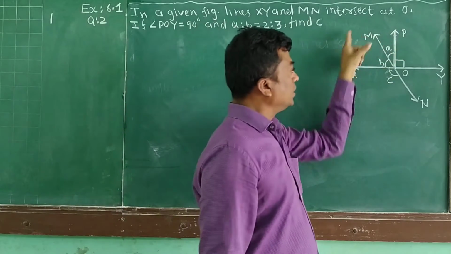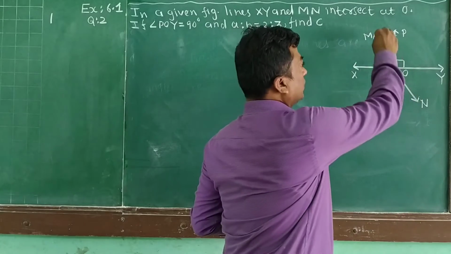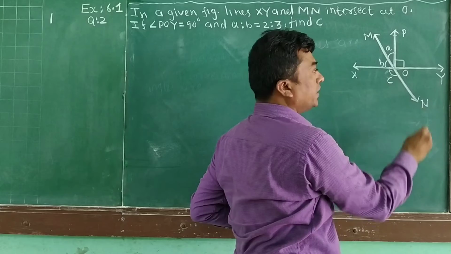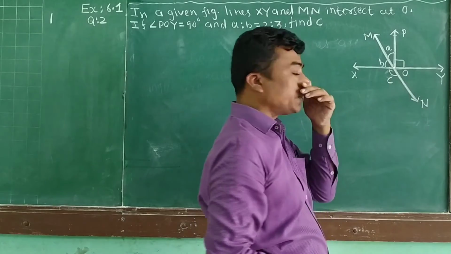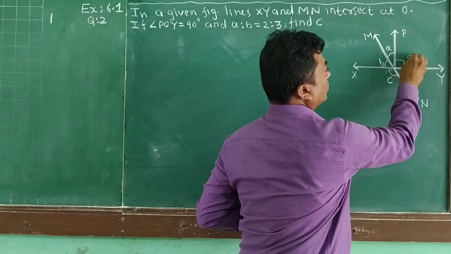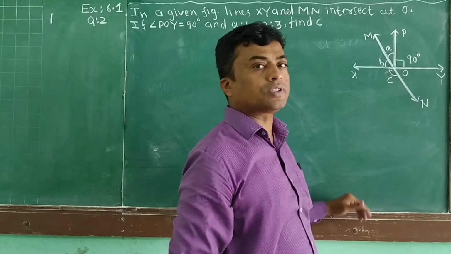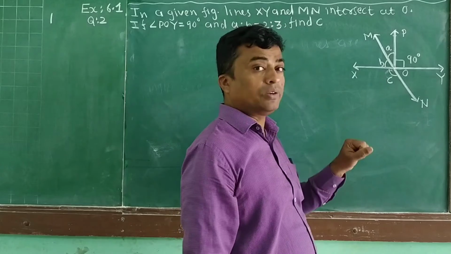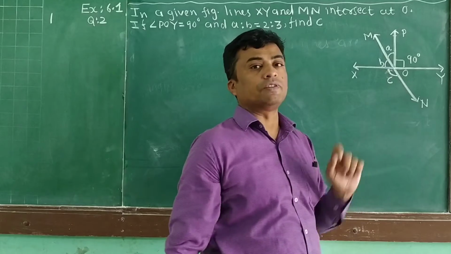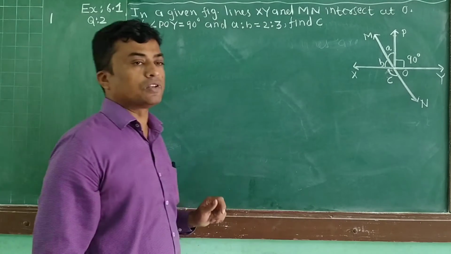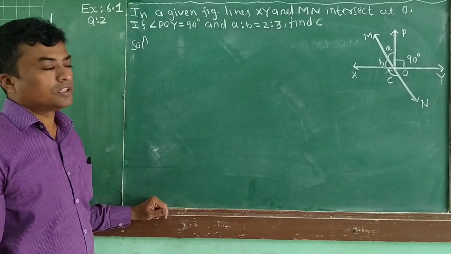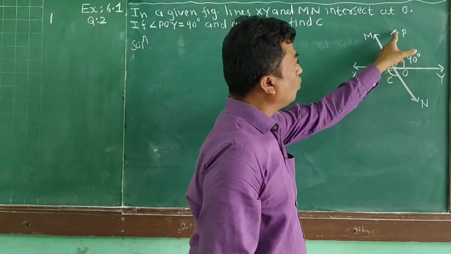So see children, this figure is given to us. Here in the given figure, this is line MN and this is line XY, and they intersect at point O. And see children, angle POY is equal to 90 degrees. It is given to us in the question. And our main question is, we have to identify angle C. Now we will solve this question. So see children, solution. In the solution, here is ray OP.